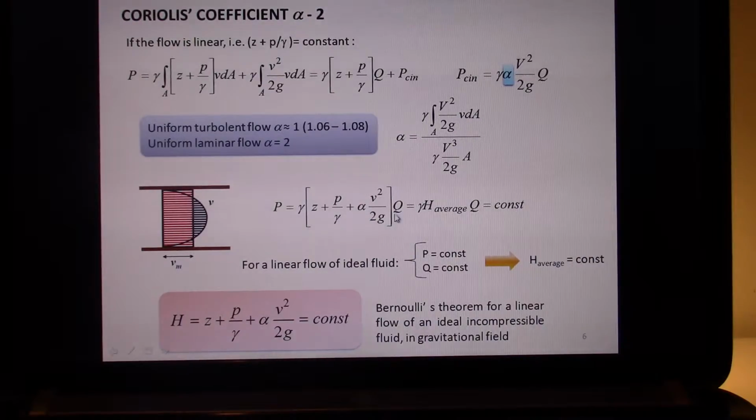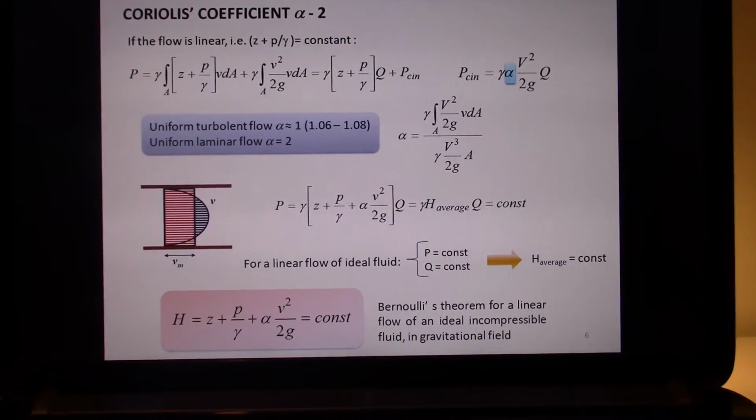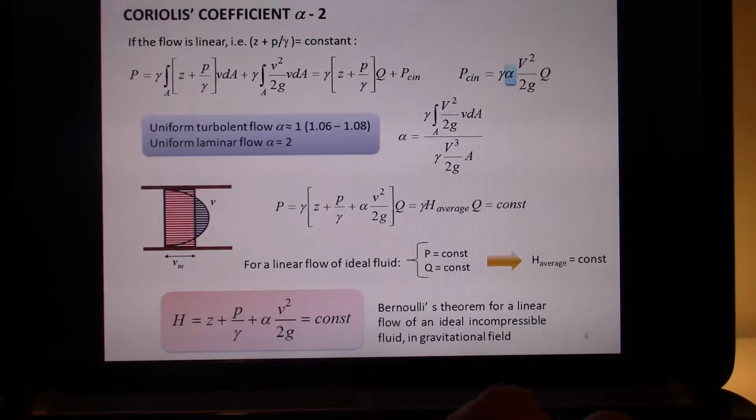And everything is multiplied, so it's exactly this expression right here, because it's the kinetic power plus this term, and everything is multiplied by the volumetric discharge. This term inside the brackets is the average total head associated with the flow.